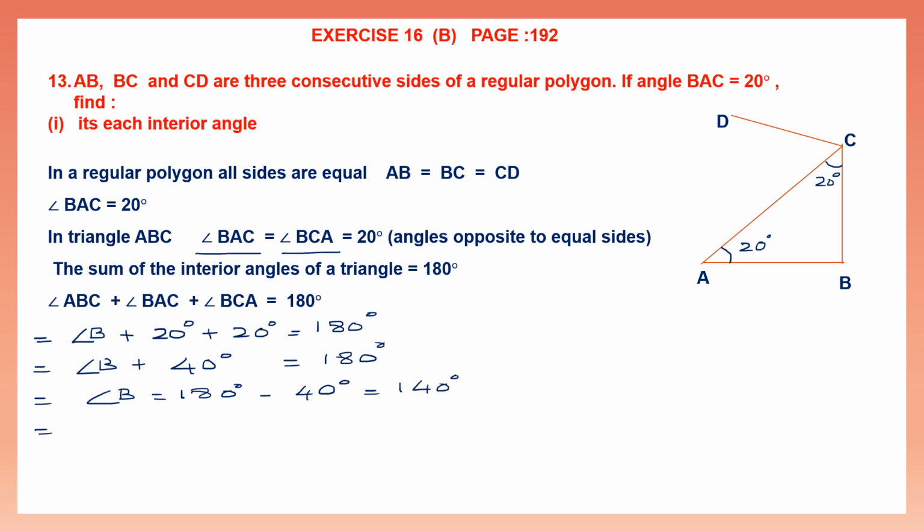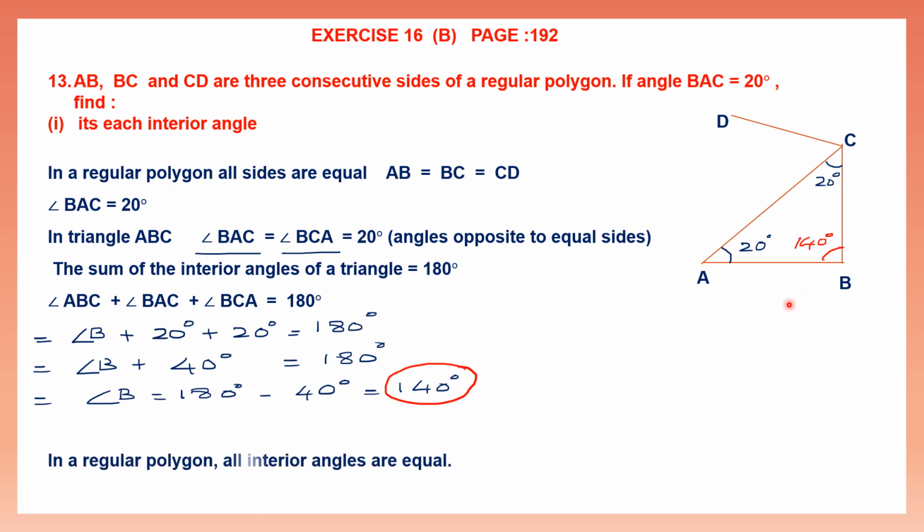So we have found angle B to be 140 degrees. So that we can write it here. So this is now 140 degrees. Angle B is 140 degrees. So that means we have found the interior angle. And what do we know about regular polygons? In a regular polygon, all interior angles are equal. So if B is 140, each interior angle will be 140. So let's write that each interior angle is 140 degrees. So this is our answer to the first question.